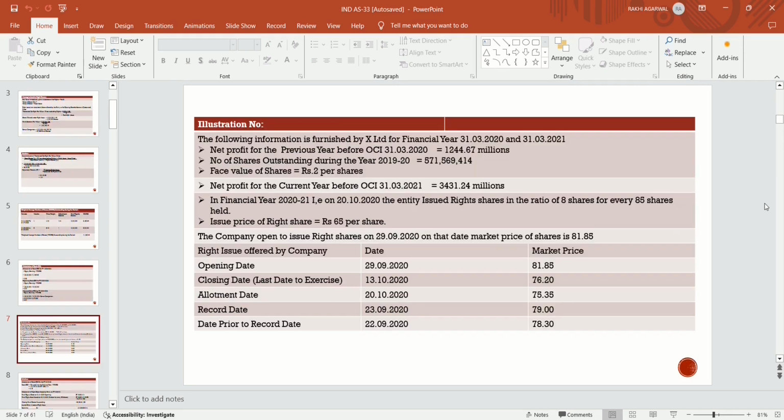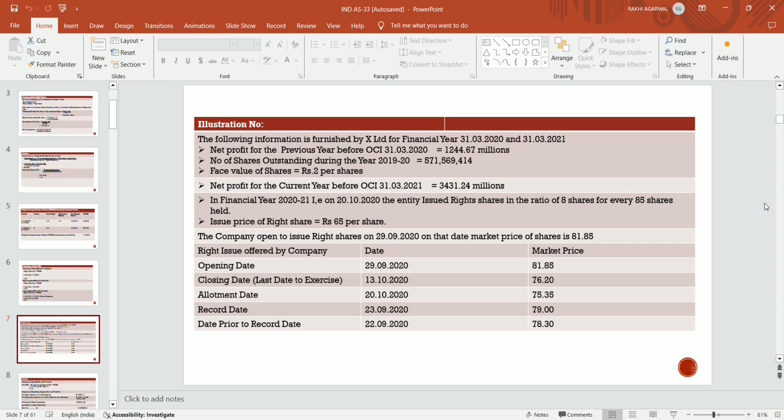Now the following information is furnished by X Limited for the financial years ended 31st March 2020 and 31st March 2021. Net profit for the previous year before OCI means you will not consider the OCI element for calculating the EPS. You will take only the net profit before OCI. In the P&L, if you find OCI component in Indian balance sheets, that OCI component is not considered for calculating the EPS. So only the net profit for the previous year before OCI becomes 1244.67 millions. Number of shares outstanding during the year becomes 57 crores 15 lakhs 69,440. Face value per share is rupees 2 per share, and net profit for the current year.